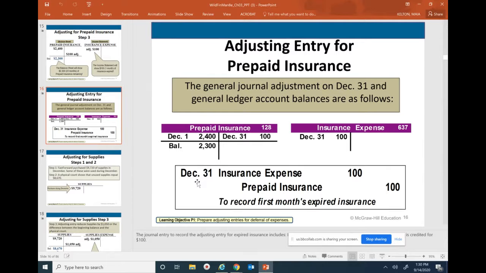They will never affect the cash account. So in this case, on December 31st, we'll debit insurance expense and credit prepaid insurance to record the first month's expired insurance.